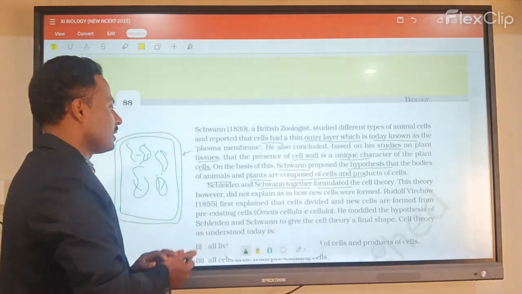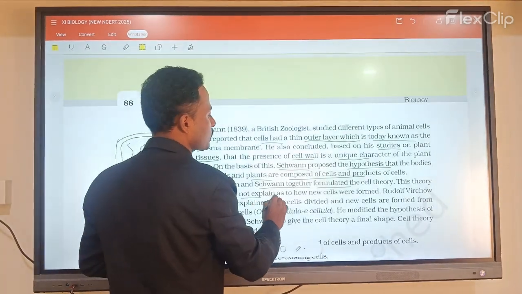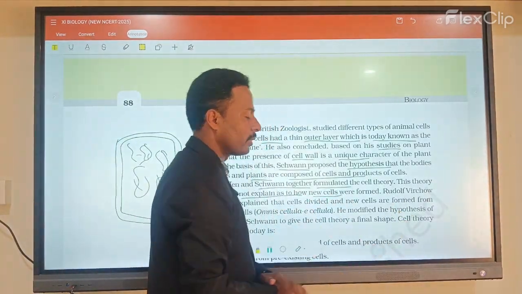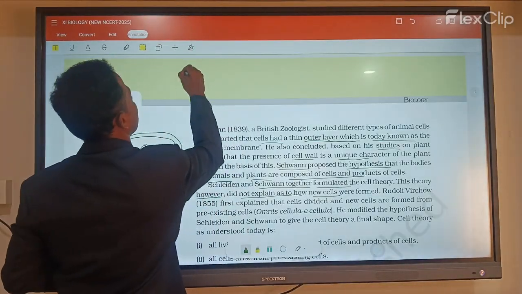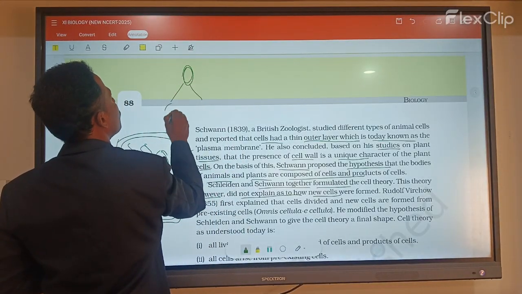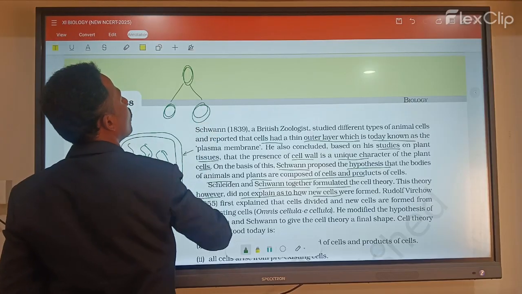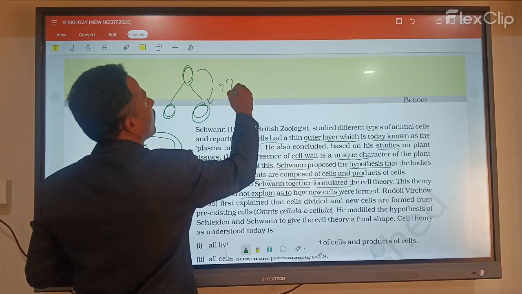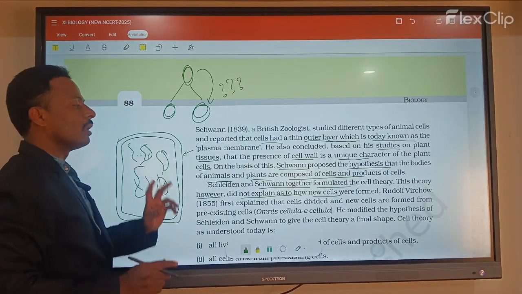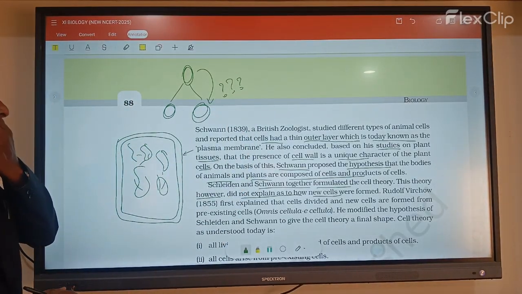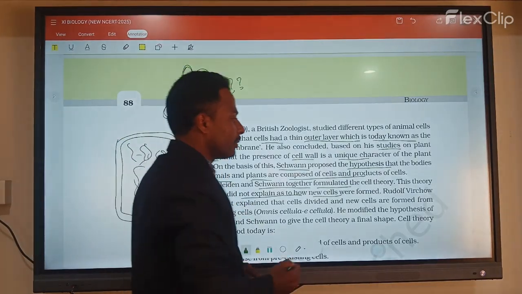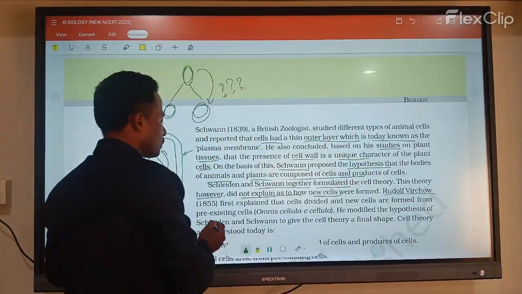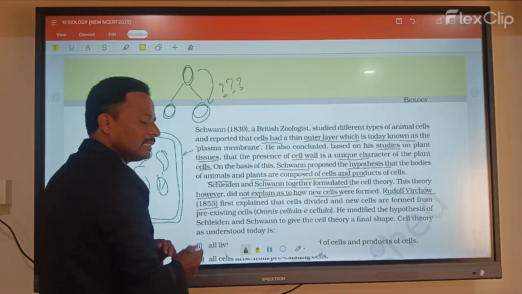However, this cell theory did not explain how new cells were formed. For example, one cell gives rise to two daughter cells. How these two daughter cells come about was not explained by those scientists. How new cells form was not explained. That time, the scientist was Rudolf Virchow, in 1855.